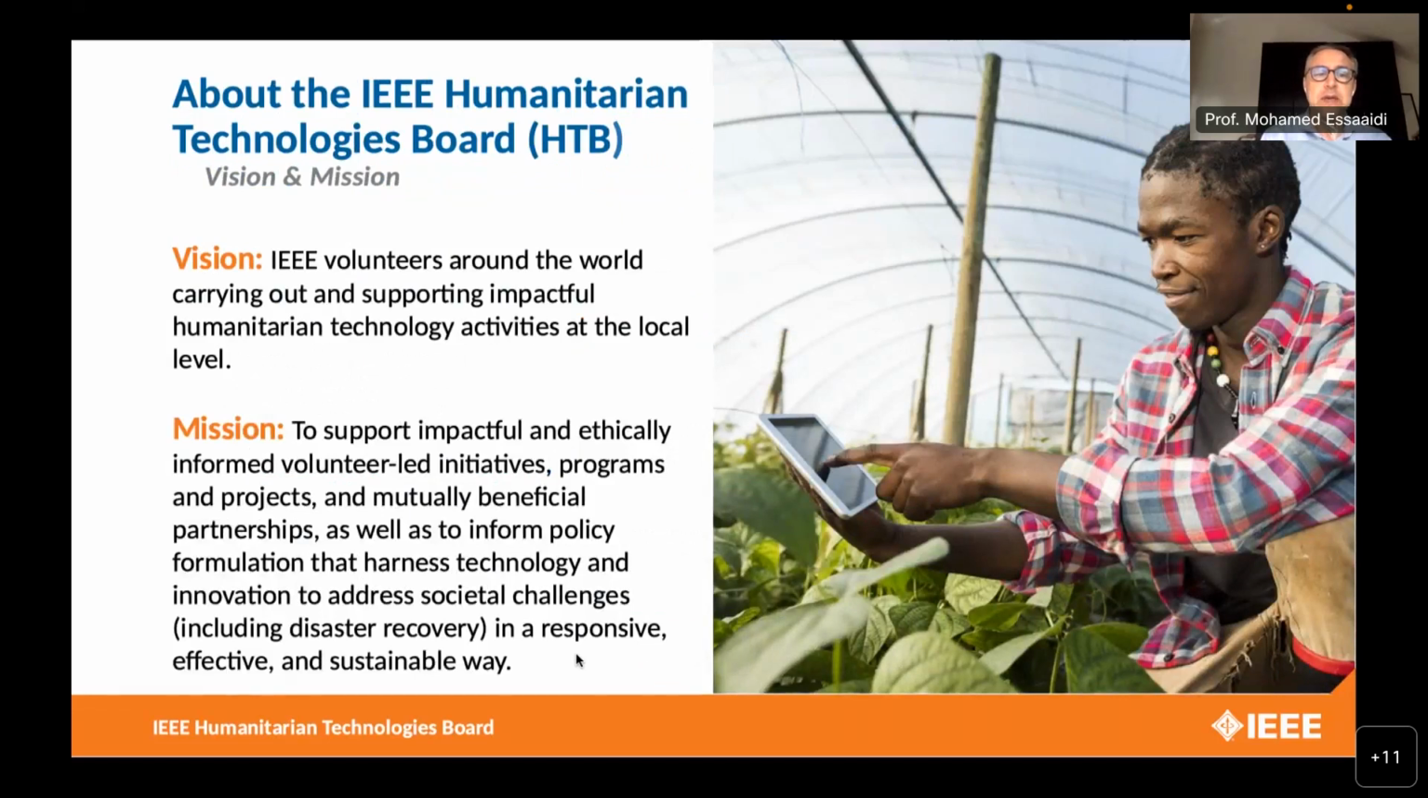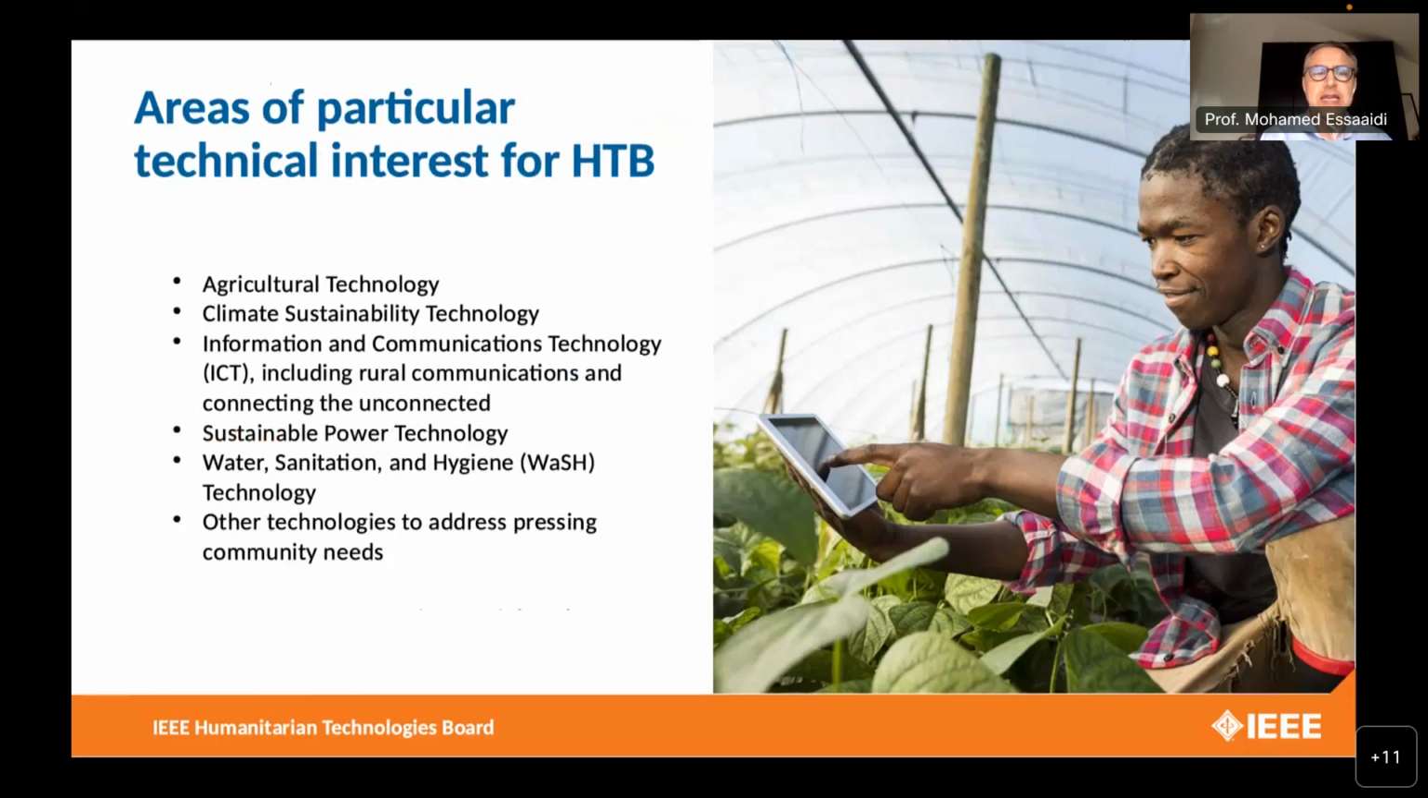Look at the IEEE Humanitarian Technology Board, vision and mission. In terms of vision, IEEE volunteers around the world carrying out and supporting impactful humanitarian technology activities at local level. The mission of the board is to support impactful and ethically informed volunteer-led initiatives, programs and projects, and mutually beneficial partnerships, as well as to inform policy formulation that harness technology and innovation to address societal challenges, including disaster recovery in a responsive, effective, and sustainable way. We have seen, I think, several examples of projects that respond and are aligned with the vision and mission we have here.